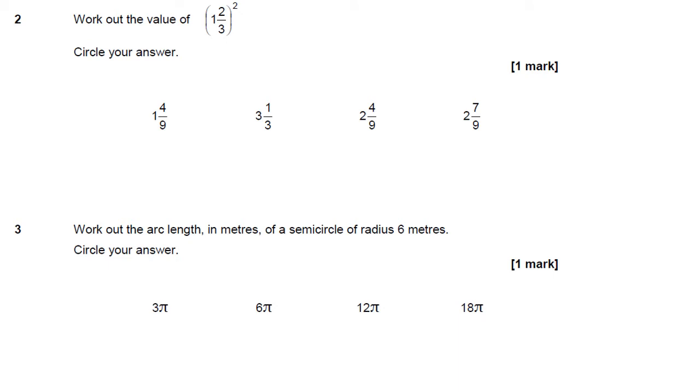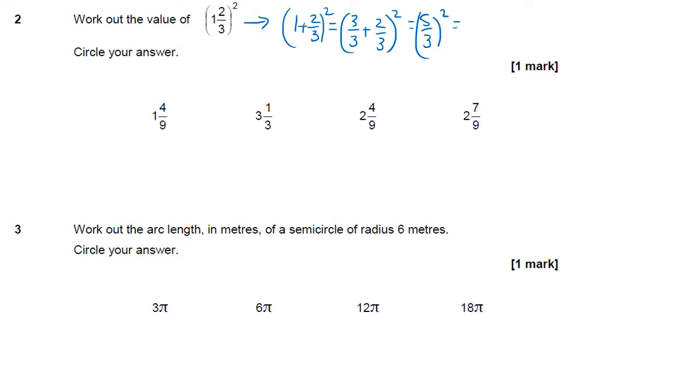Question 2. Work out the value of 1 2/3 squared. So this is a mixed number. So what we need to do is rewrite this first of all as an improper fraction. So 1 2/3, remember that means 1 plus 2/3. And 1 is the same as 3/3. So 1 plus 2/3 is the same as 5/3.